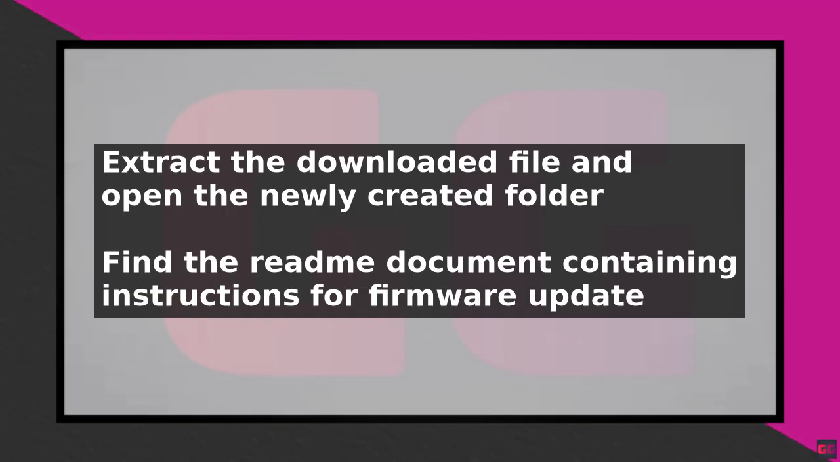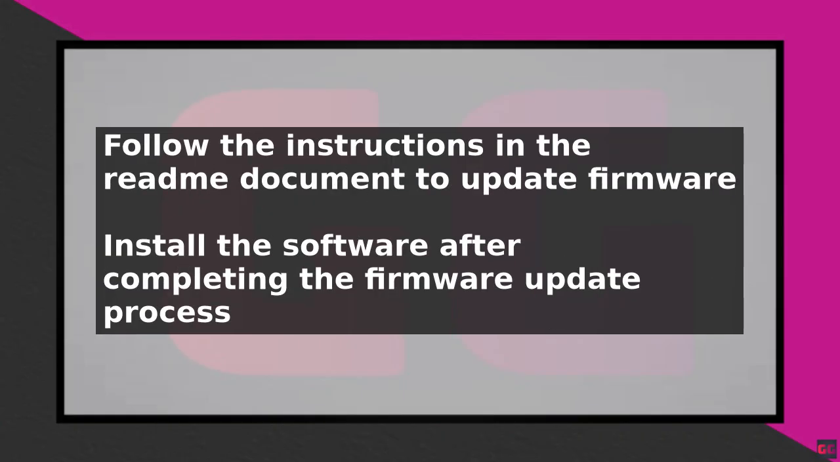After extracting the file, open the newly created folder without a zipper icon, where you will find 3 documents, including a README file. Open the README document to access instructions on installing the firmware update, which must be done before running the Model O software. Follow the instructions provided in the README document to update the firmware. Then proceed to install the software.